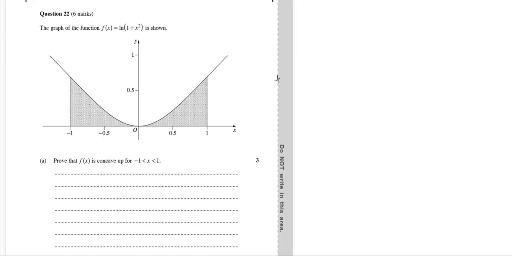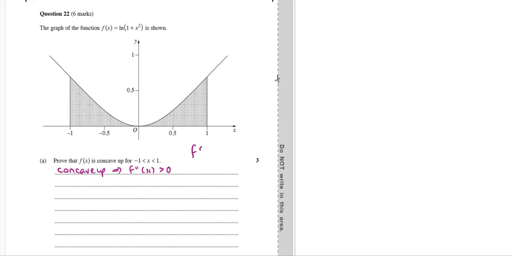Question 22. The graph of the function f of x equals ln of 1 plus x squared is shown. Part A says prove that f of x is concave up for x between -1 and 1. Okay, pause here to try yourself. Okay, first of all, let's make sure we know what concave up means. Concave up implies that the second derivative is positive. So let's go ahead and figure that out.